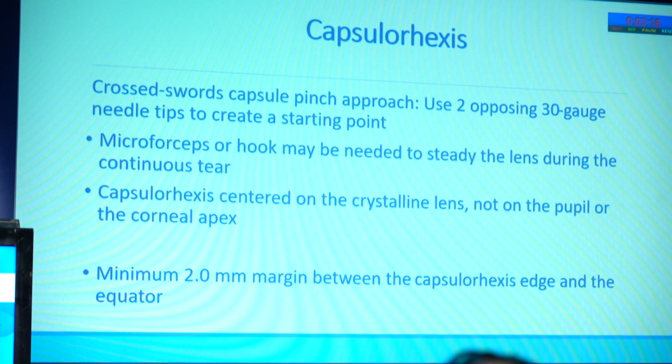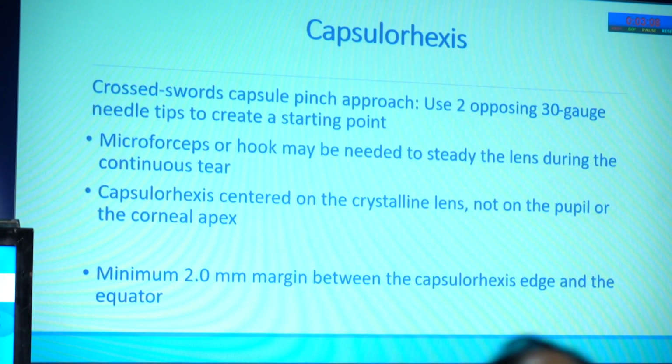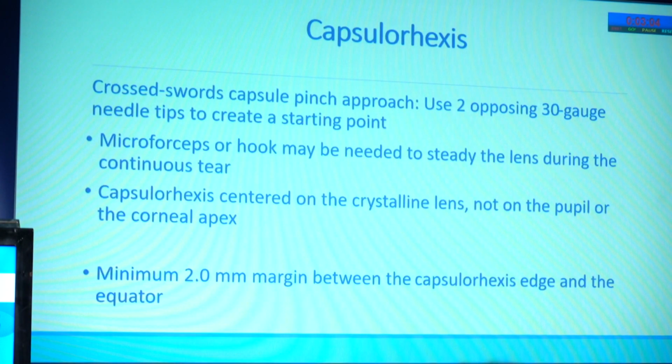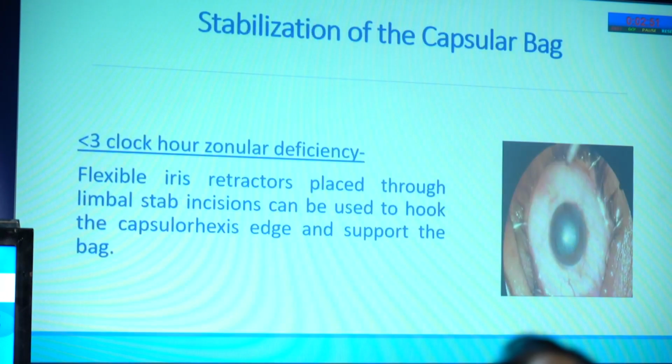Microforceps or hooks may be needed to steady the lens during the continuous tear. The capsulorhexis is centered on the crystalline lens, that's very important. It's not on the pupil, it has to be on the lens, or the corneal apex, that should not be taken into account. It is the lens which has to be taken care of. The center of the rhexis starts in the lens. There should be a minimum 2 mm margin between the capsulorhexis edge and the equator.